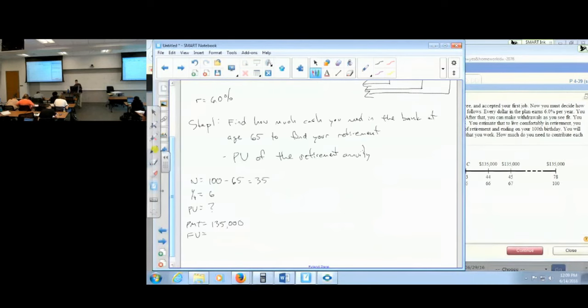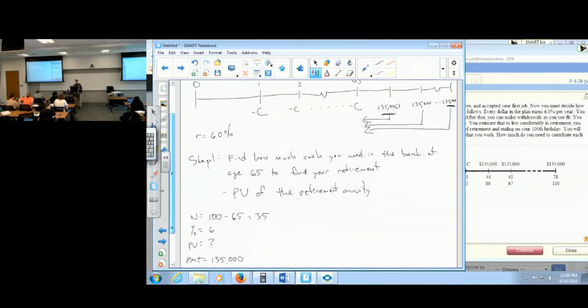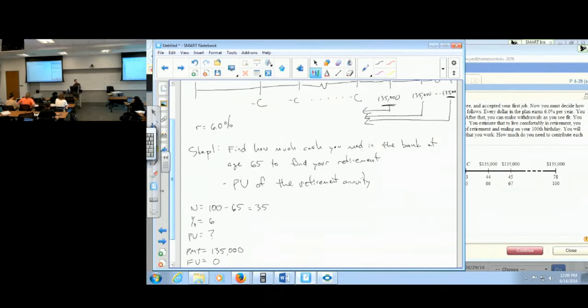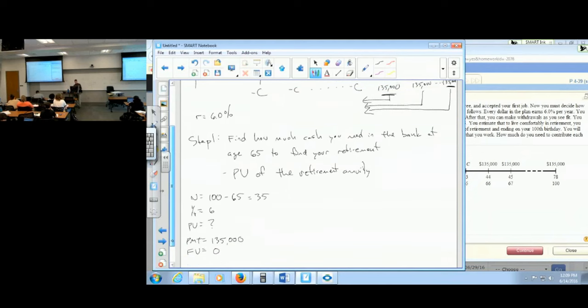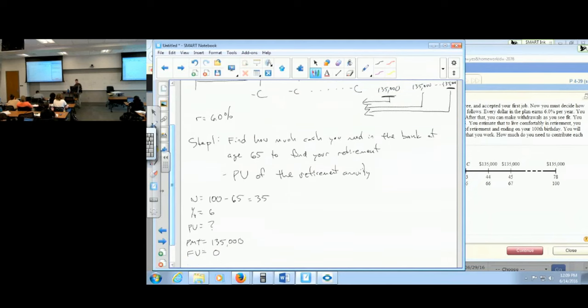The payment we want to collect is $135,000. And the future value in this is going to be 0. We want to collect income until we turn 100. So the idea is we take that last $135,000 payment and we pray to God we don't live to 101. So we want to run out of money and breath at the same time. So the future value on that account is going to be 0, once we draw out that last payment.